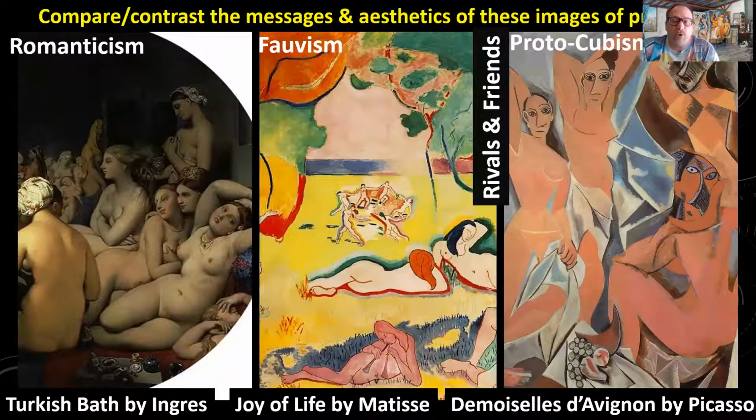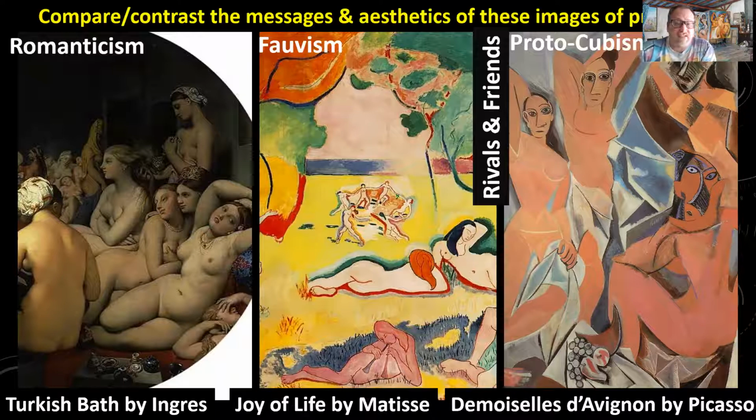Now, as we look at Fauvism and Proto-Cubism, let's also reflect back upon Romanticism. Here are three different compare-contrast artworks, three of the great artworks that deal with prostitutes. Each one deals with it in different ways. We can ask such questions as, if you were a heterosexual male living in the 19th century or early 20th century, which of these brothels would you be most likely to go to?